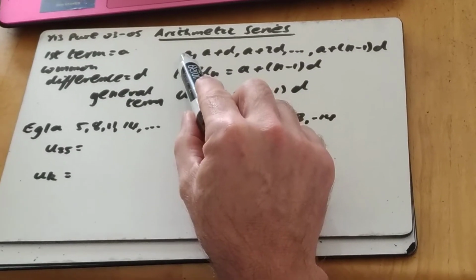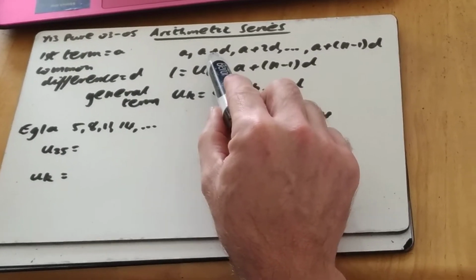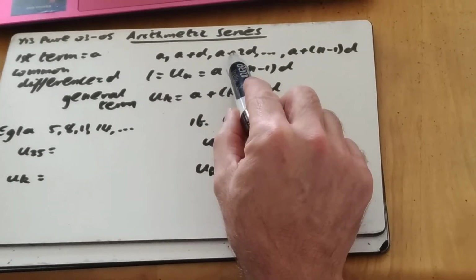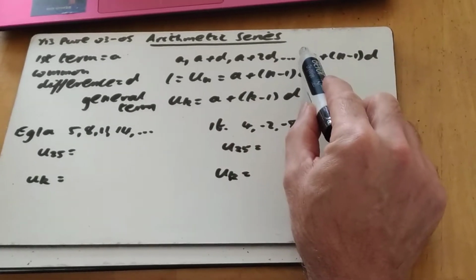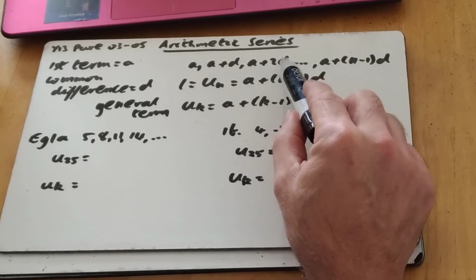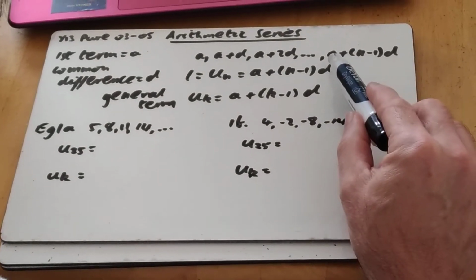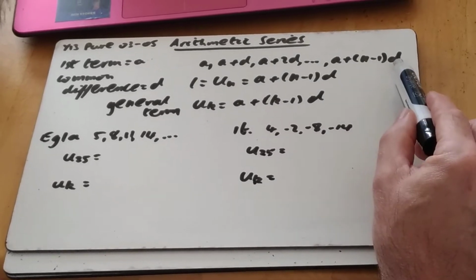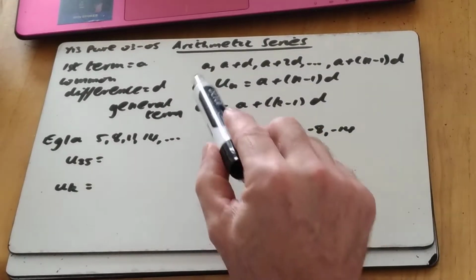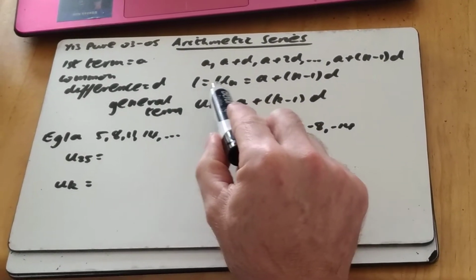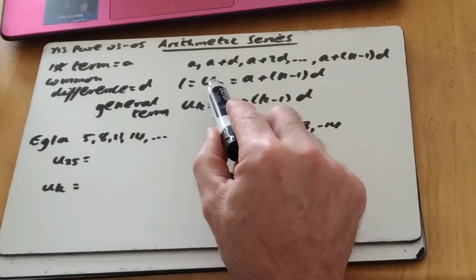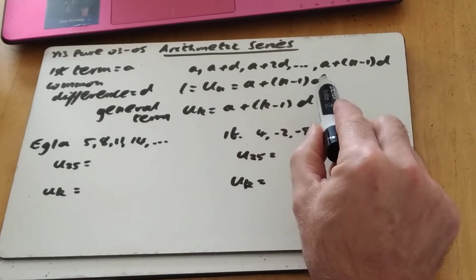So if the first term is A, it's got a common difference of D, the second term is A plus D, the third term is A plus 2D, the fourth term is A plus 3D, and so on. Notice the number of D's is always one less than the actual term, so the last term is A plus n minus 1 lots of D. So we write L for the last term, sometimes written as Un, equals A plus (n minus 1)D.